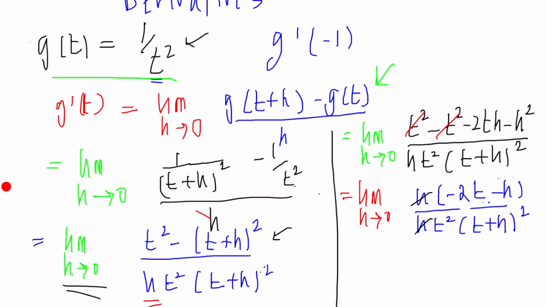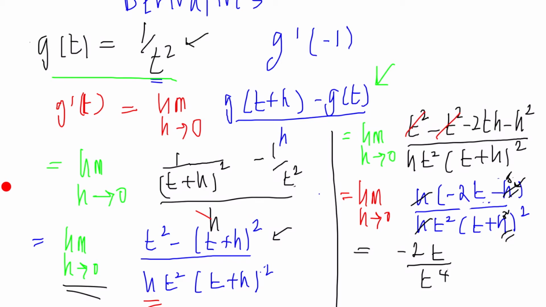Now if you directly substitute, what you're going to get is minus 2t, because this h is going to be 0, all over t squared. Remember this h here is also going to be 0, so we will have t squared also at the bottom. Now if we substitute h to be 0, we will just have minus 2t at the numerator, and at the bottom we will have t squared, and here is t plus 0 squared, which is just t squared. At the end, what we will have here is just t power 4.